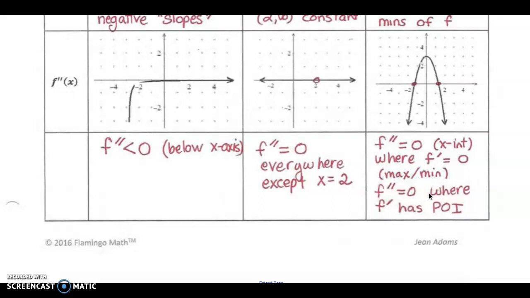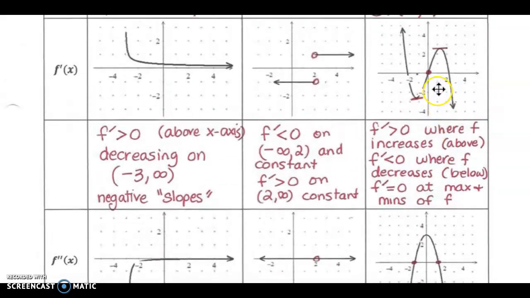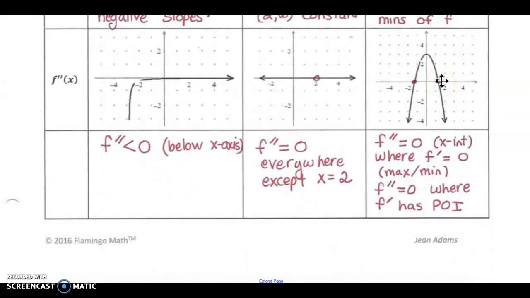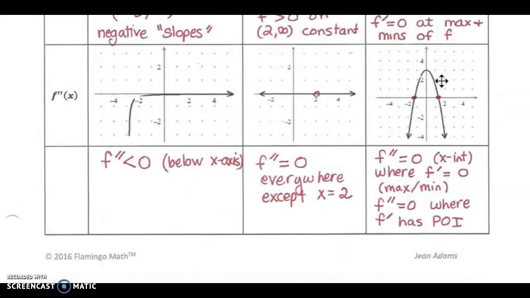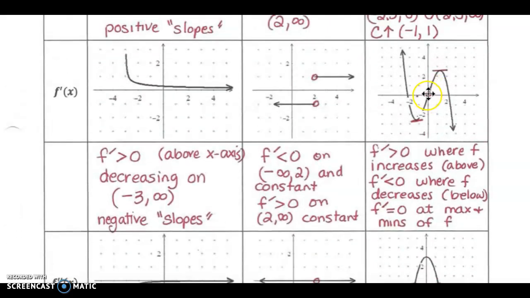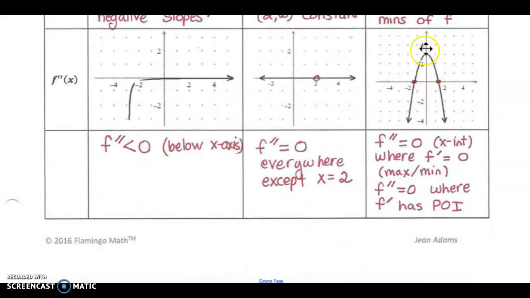Okay, and then f double prime is 0 where f prime has a point of inflection. So at -2, well, I keep saying that, but it's like -1.5 and 1.5 or something. Where f double prime equals 0, f prime has a point of inflection. So the point of inflection is here. Sorry, at 0. And that is where f prime is 0. That was my bad.